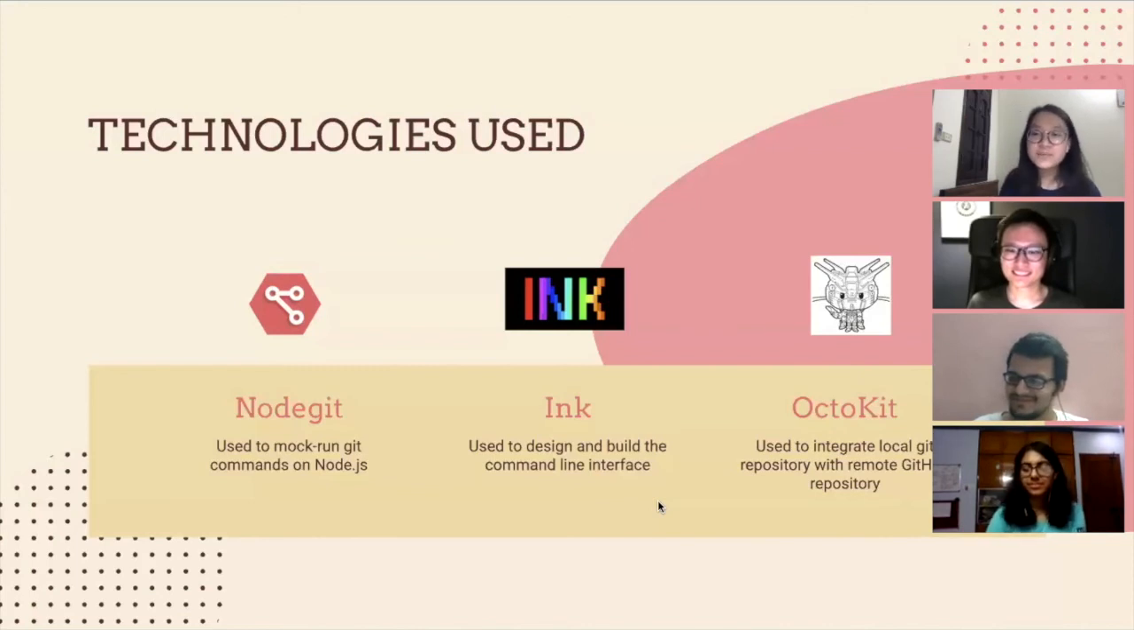Okay, last but not least, we use Octokit. Octokit we use to interact between the local Git repository and the remote GitHub repository. So basically, Octokit helps us to pull the branches, and to make the pull requests that we made on our GitHub repository. Okay, so moving on, Mania will explain the milestones that we're going to set for our project now and in the future.